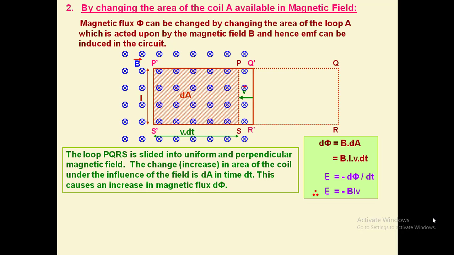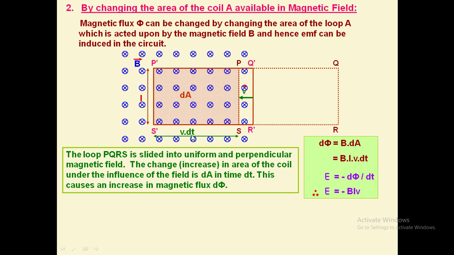See the expression. So d phi is equal to B dot dA. Now what is dA? dA is nothing but area of the coil. Area can be represented as length into distance traveled. Here P dash S dash is the length. What is the distance traveled? That is from S to S dash. How can we determine the distance? Here the coil is moved with a velocity v in a time interval of dt. So simply use the formula distance equal to speed into time. So the distance between S and S dash is v into dt.